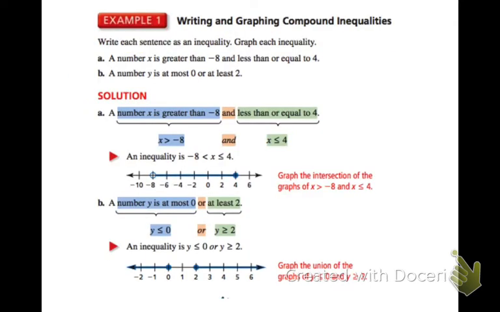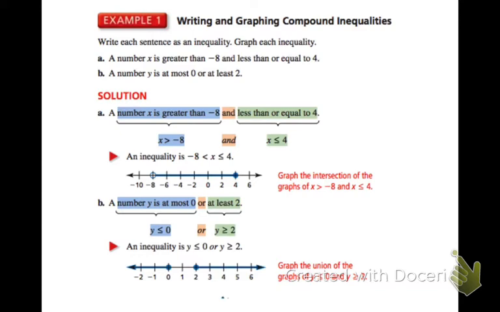All right, so writing and graphing compound inequalities. So first we want to look at this. Write each sentence as an inequality and then graph it. A number x is greater than -8 and less than or equal to 4. So since this is an and inequality, we know that it'll be the between, the intersection of the two graphs. So we have a number x is greater than -8, and then we also have x is less than or equal to 4 because of the less or equal to wording.